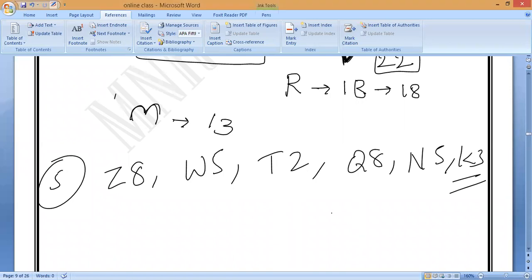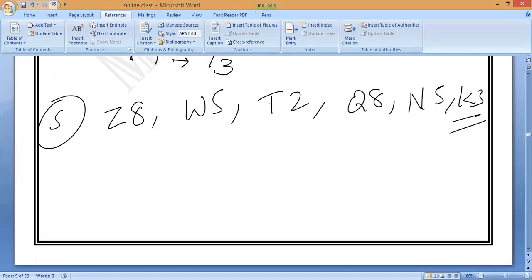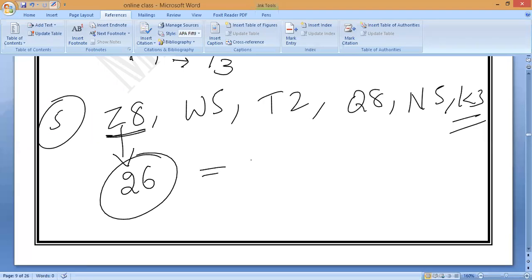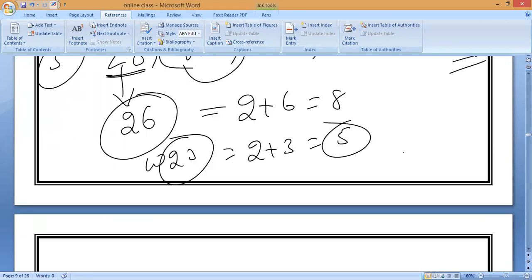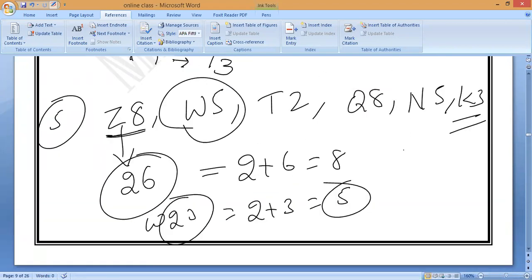How? Let us see. Observe very carefully. Z8 they are saying. What is the number of the letter Z? 26. So 2 plus 6 equals 8. W is 23. Correct or not? 2 plus 3 equals 5. Understand, Padmavarshini? That is what I said. W, X, Y, Z: 23, 24, 25, 26.